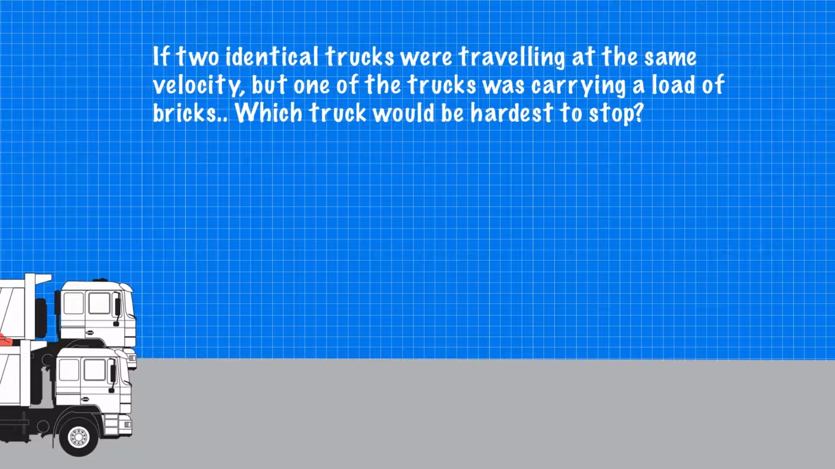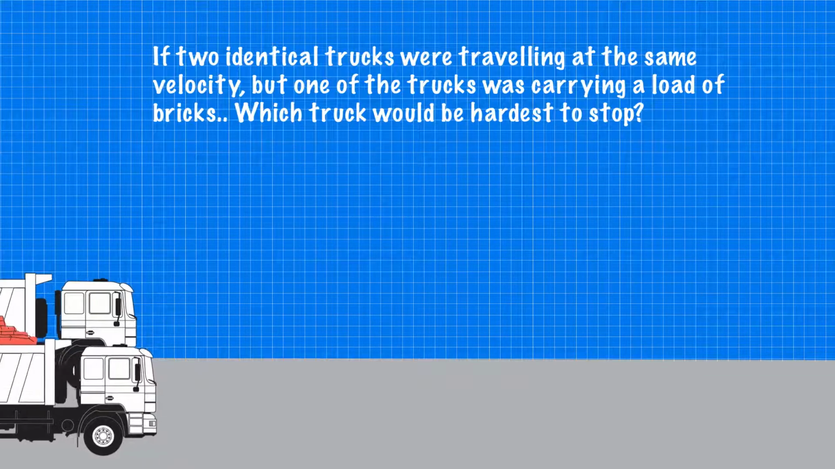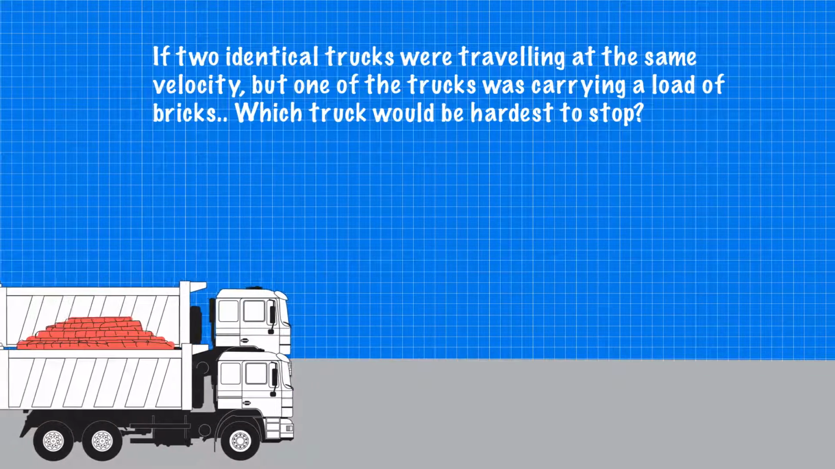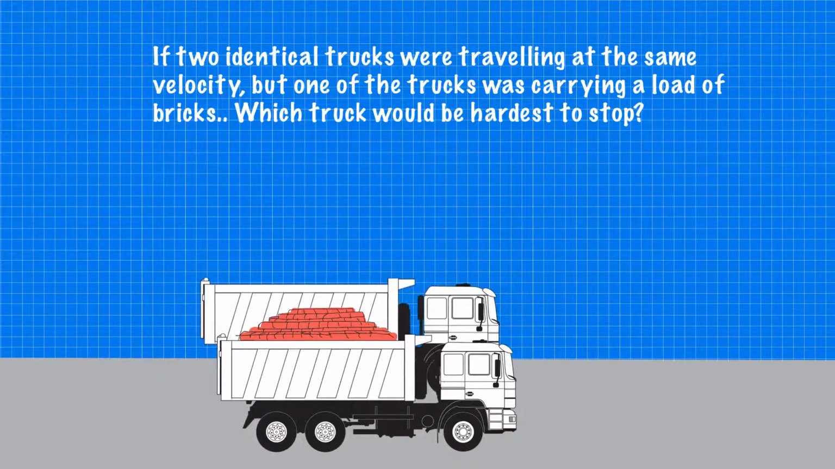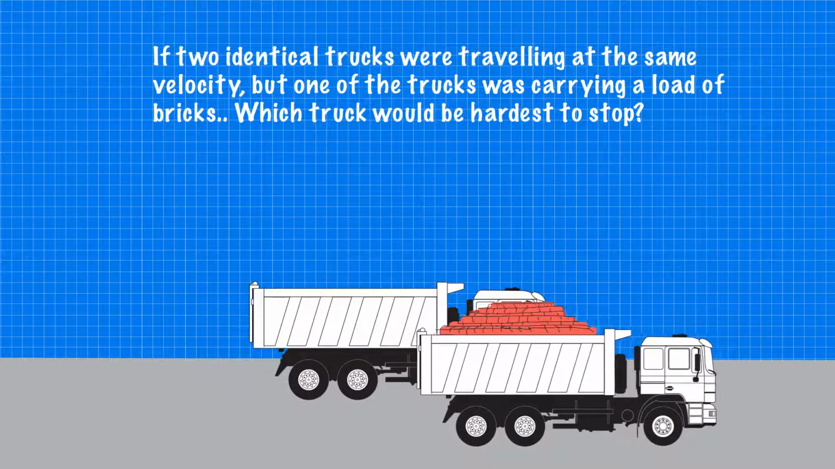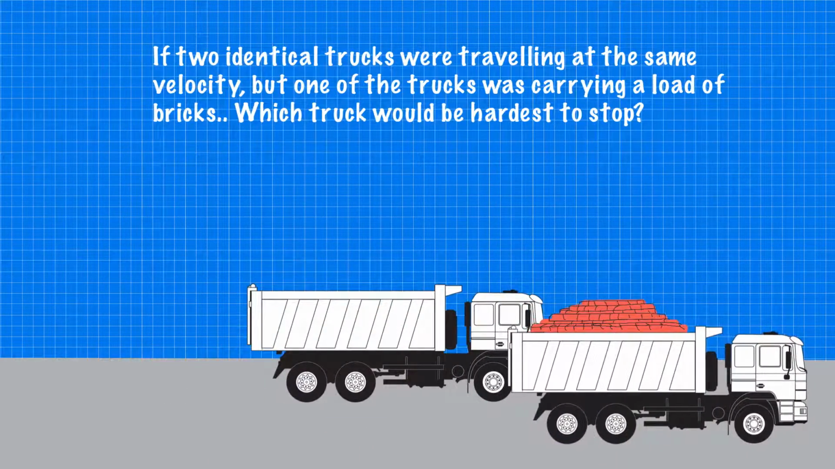So we're going to start looking at this topic by just asking a simple question that we instinctively do know the answer to. If two identical trucks were travelling at the same velocity, but one of the trucks is carrying a load of bricks, which one would be hardest to stop? Well, we instinctively know that if they're travelling at the same velocity, it will be much harder to stop the truck carrying the load of bricks.